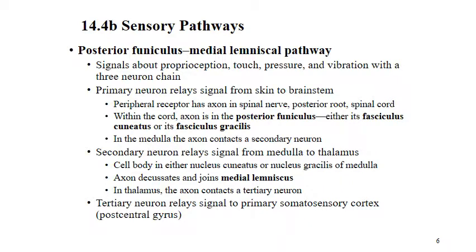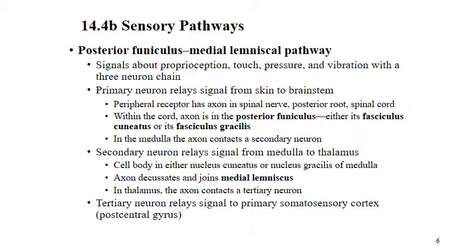So some specific sensory pathways. There are actually three major types of sensory pathways. This first one is our posterior funiculus medial lemniscal pathway. So it's both of those: posterior funiculus, medial lemniscal pathway. This is all about signaling for what our balance is doing, our proprioception, our touch, pressure, and vibration, with a 3-neuron chain, just like we saw in the common example before.